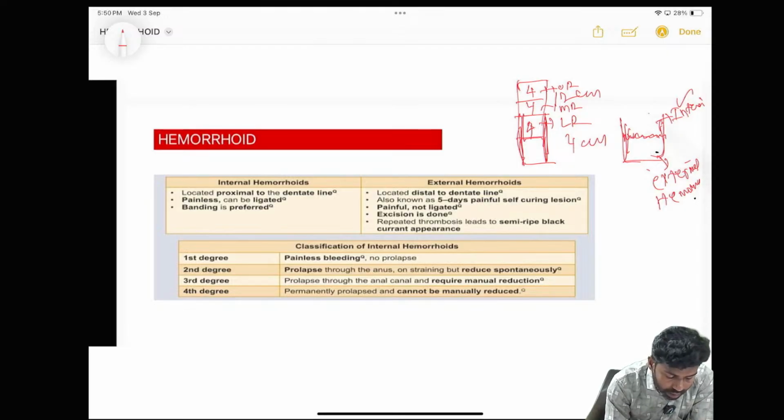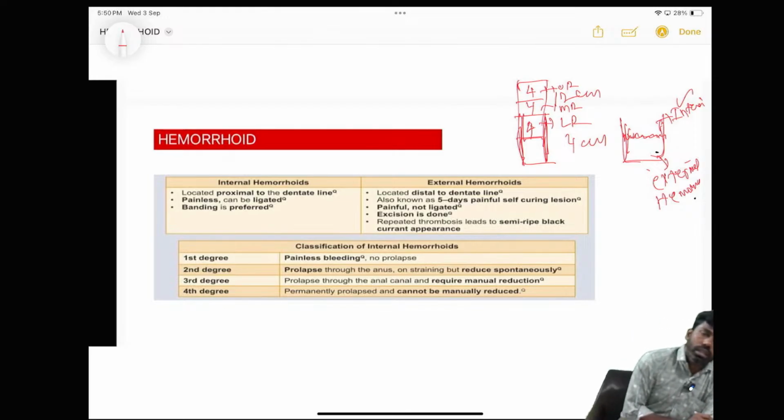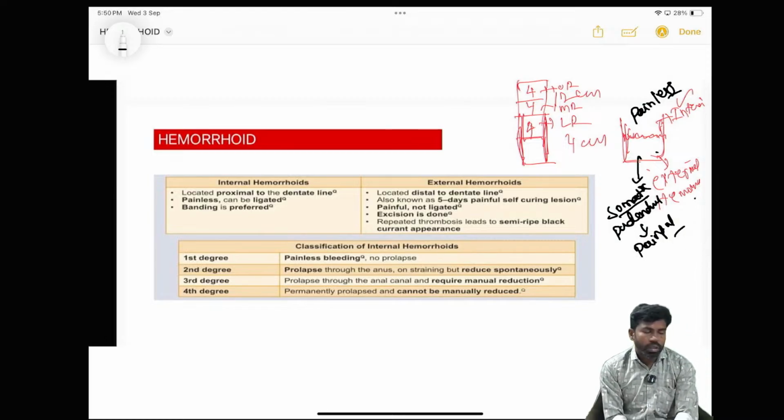Above the dentate line, it has visceral autonomic nerve supply, so it is painless. But below the dentate line, it is somatic nerve supply, somatic means pudendal nerve, so it's painful. Now you will know what is hemorrhoids and the difference between internal and external hemorrhoids.